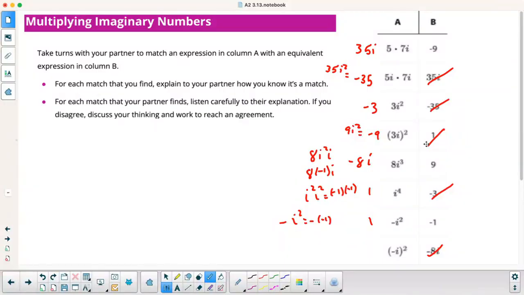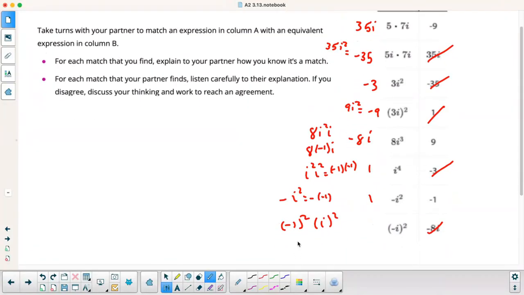That one has 2 answers, it looks like. All right. And then this one here, -i squared. So think of it like (-1) squared times i squared, and (-1) squared is 1. i squared is -1. So that one is -1, which is right here.